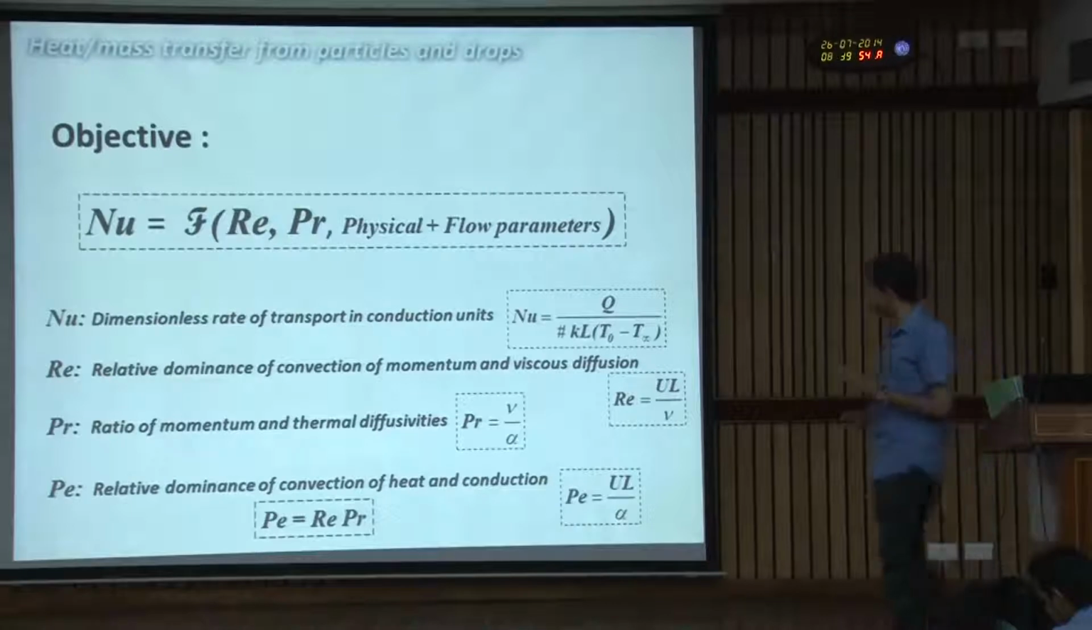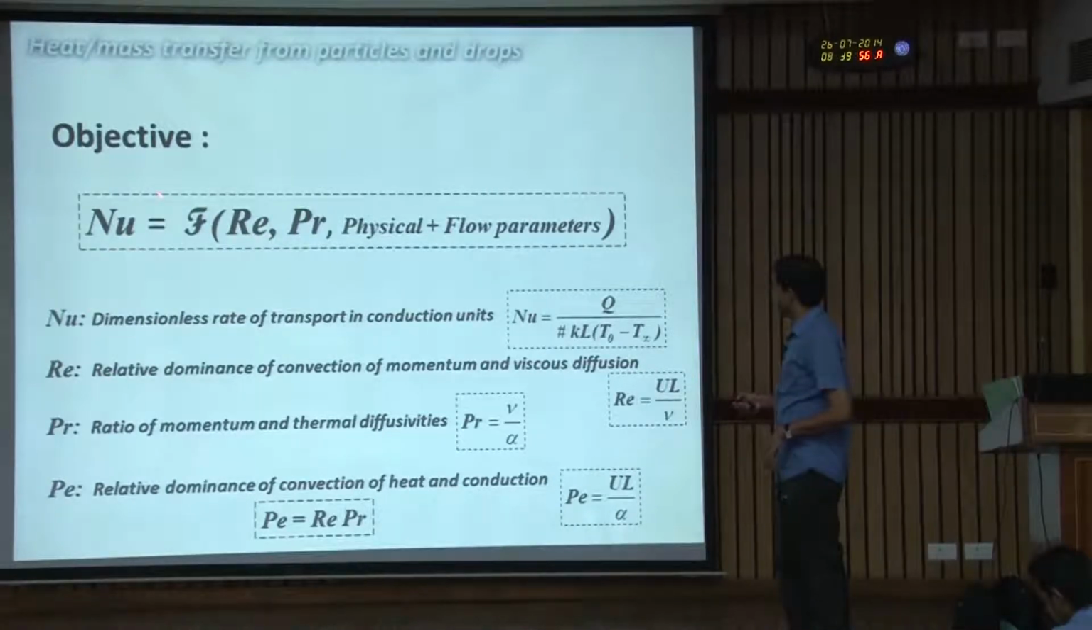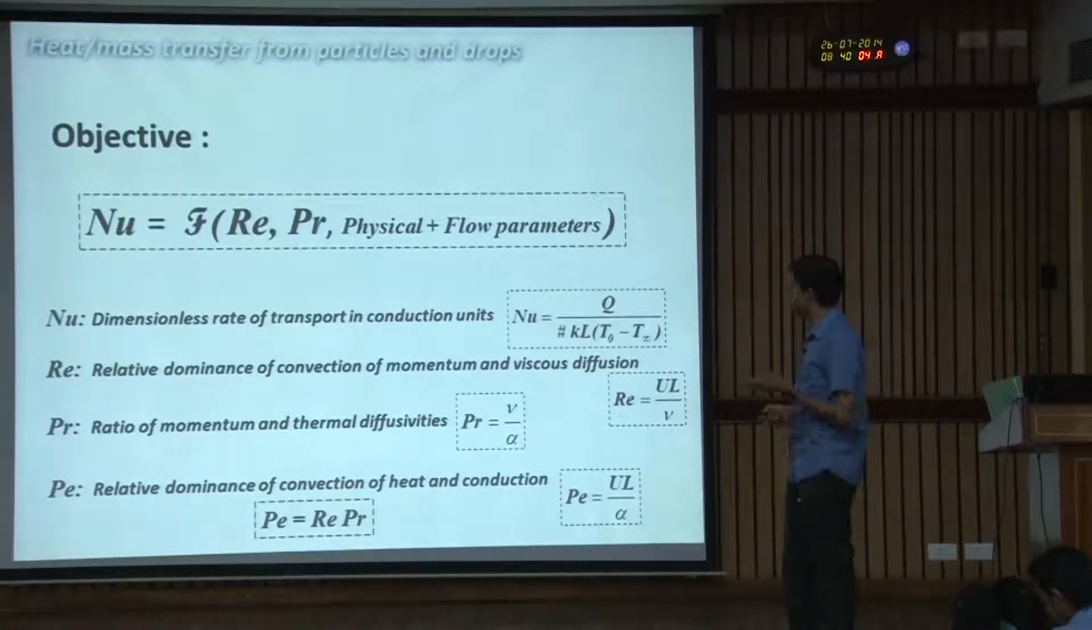Right. So the objective is this. We're going to try and see what form this relation takes in different scenarios. Okay, starting from the simplest. So here Nu is the Nusselt number. It's the rate of heat transport in some non-dimensional form. In particular, it's made non-dimensional by the rate of heat transport when only conduction acts, when only diffusion acts. So it's essentially the rate of transport in conduction units. So when there is no flow, the rate of transport is 1 conduction unit. Nusselt number is 1. Okay?